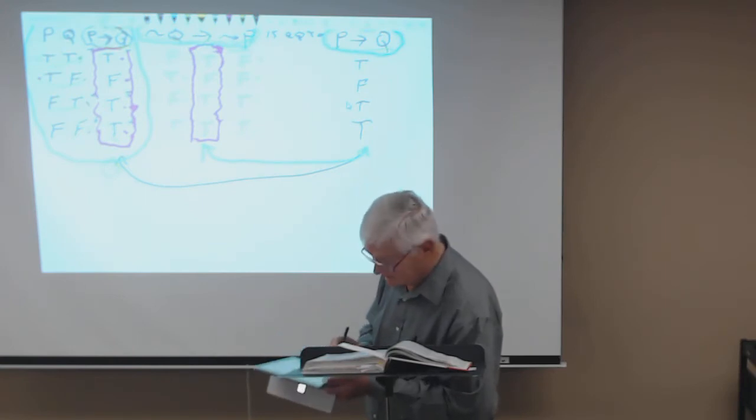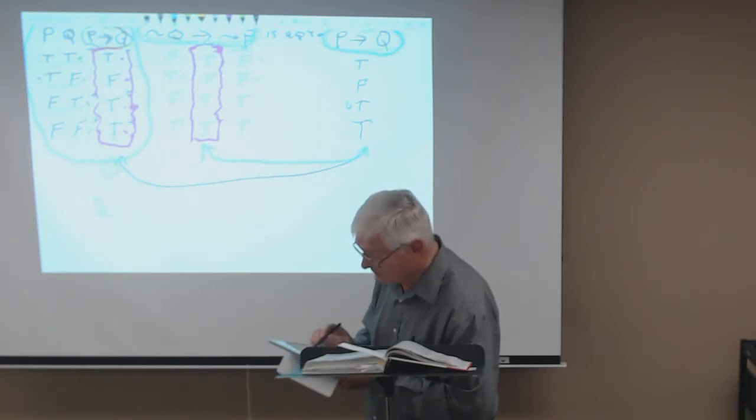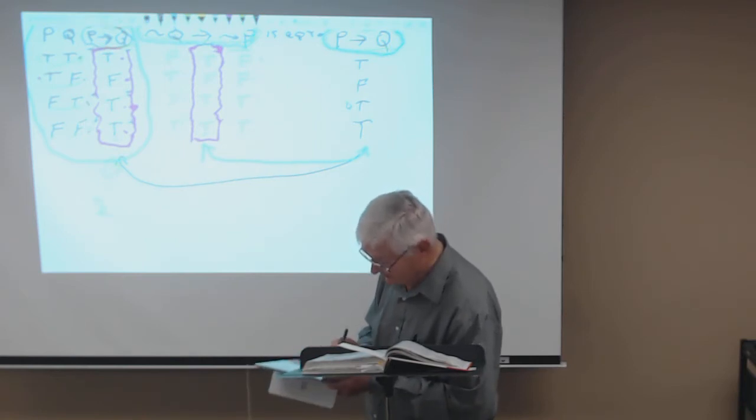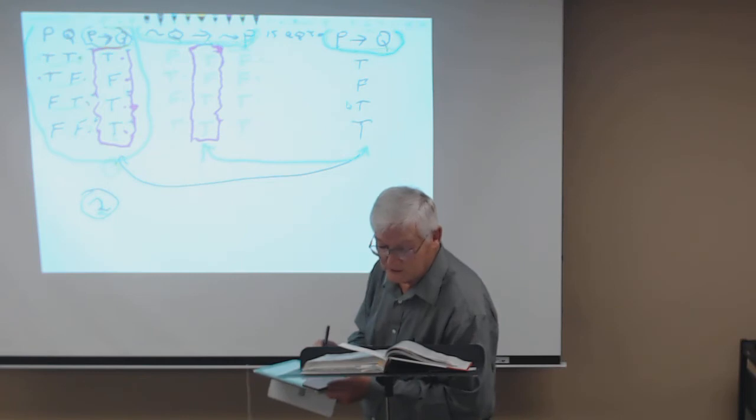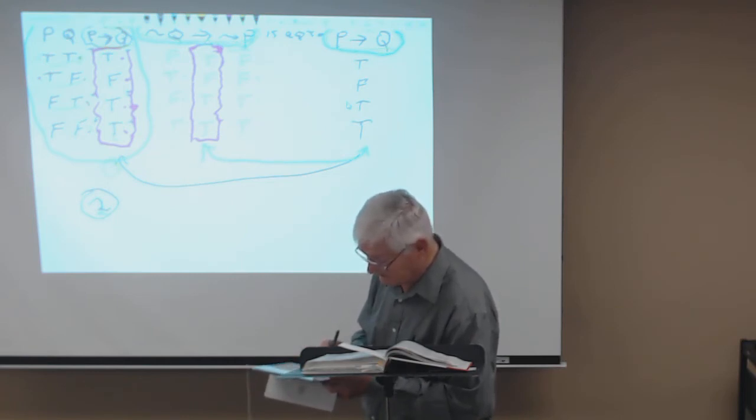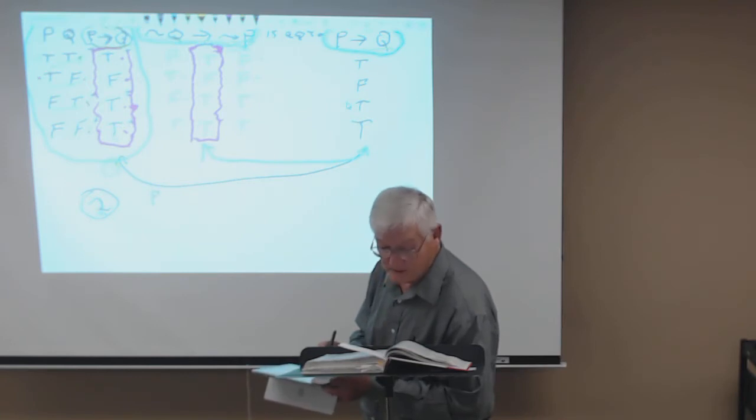Well, let's see what happens when we start writing. Problem number 2, no, let's change colors here. Problem number 2. What does it say to do? Use truth tables to show the equivalence. And problem 2 is P, if P then Q.